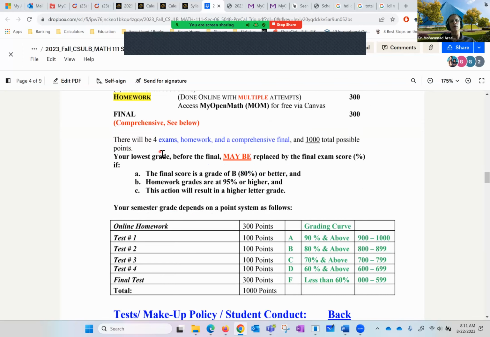Now, there's no makeup exam unless you let me know in advance and there is proper documentation. You get that. But remember, all the exams are set up for Saturdays, so you should be fine. Also, the lowest exam grade before the final may be replaced by the final, as long as the following is true. The final score must be at least 80%, B or better. Homework grades are really, really high. That means you spend a lot of time on your homework, 95% or higher. And the result is that if I change that grade, then you get a higher letter grade. Otherwise, it defeats the purpose.